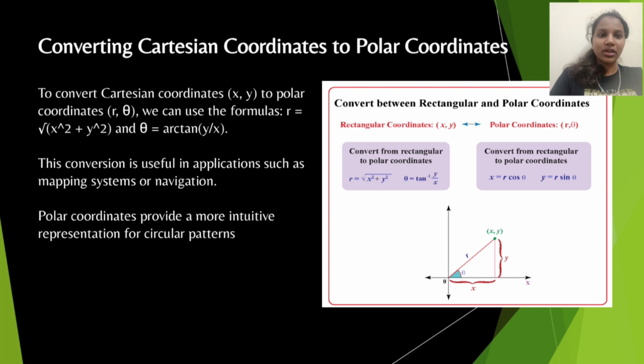Converting Cartesian coordinates to polar coordinates. To convert Cartesian coordinates (x, y) to polar coordinates (r, theta), we can use the formulas r equals root over x square plus y square, and theta equals tan inverse of y by x. This conversion is useful in applications such as mapping systems or navigation. Polar coordinates provide a more intuitive representation for circular patterns.